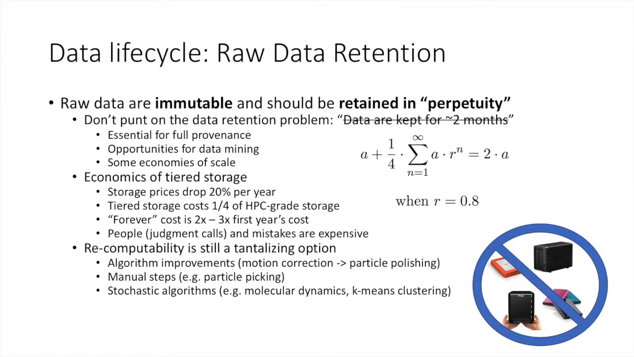That equation gives you the cost of keeping that data forever, right? That sum goes out to infinity. But since the price is going down by 20% per year, that actually converges.